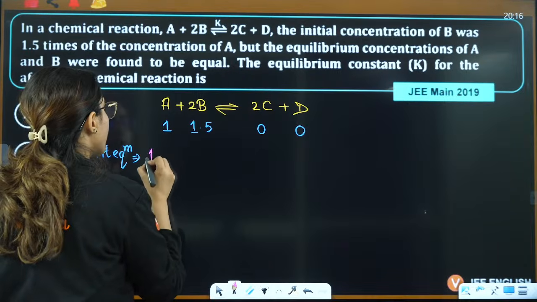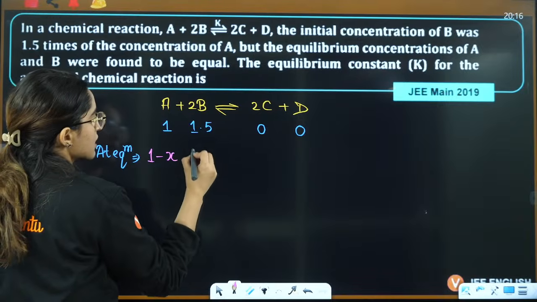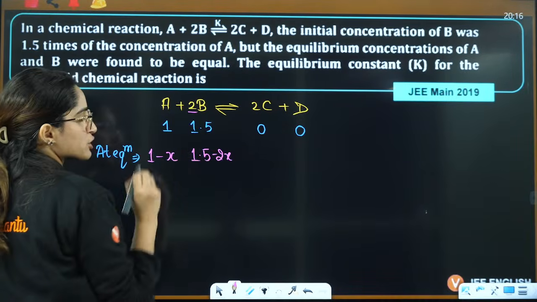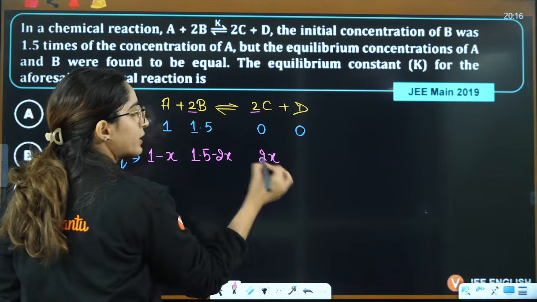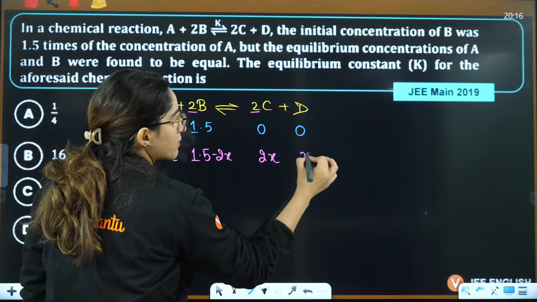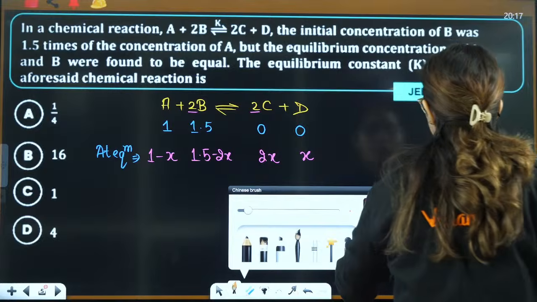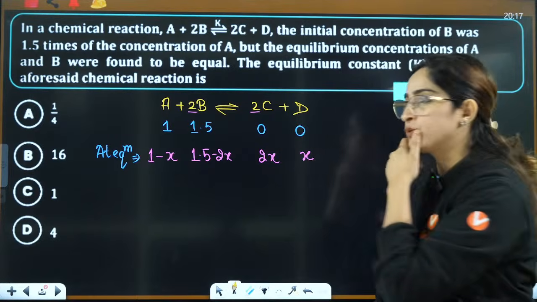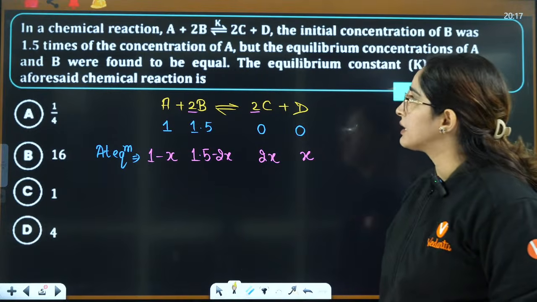So it is going to be 1 minus x, this is 1 multiplied by x. This is 1.5 minus 2x, since stoichiometry is 2, it is multiplied by x. This is going to be 2x amount formed, stoichiometry multiplied by x. Stoichiometry is 1 multiplied by x, this amount is formed. So this is what you have at equilibrium. Firstly, tell me, is that clear to you? This particular thing is most important here.